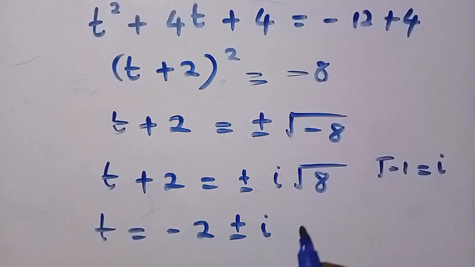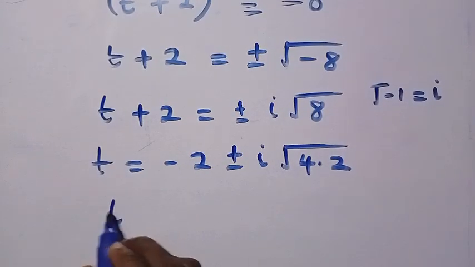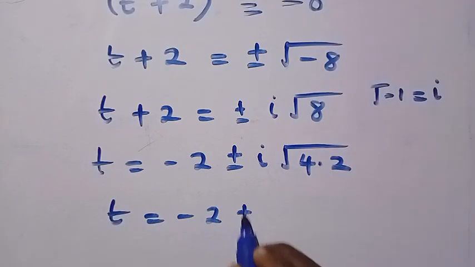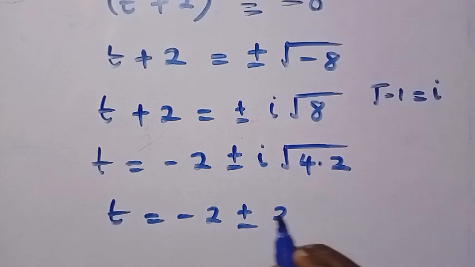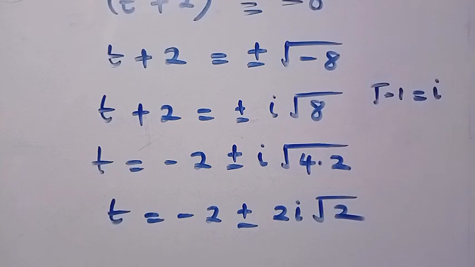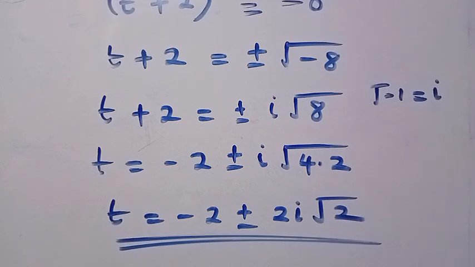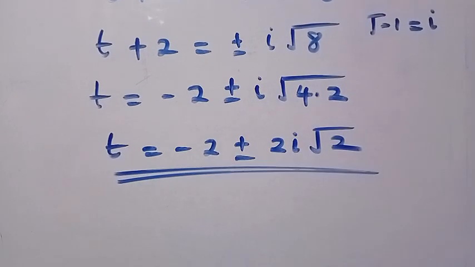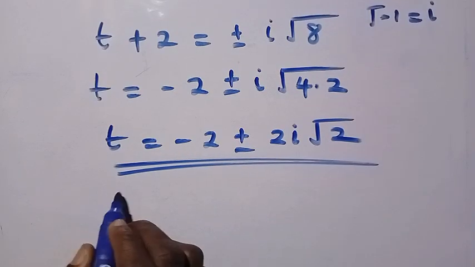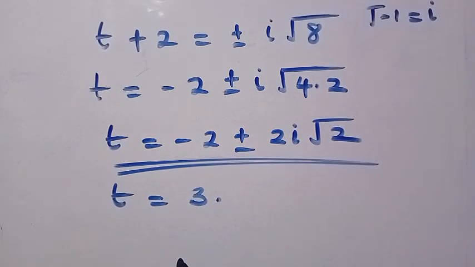Then the square root of 8 is the same thing as the square root of 4 multiplied by 2. When we separate this, we have t equals minus 2 plus or minus 2i root 2. So here we have t equals minus 2 plus or minus 2i root 2, which are the other 2 solutions that we have here. Again, we have t equals 3 as one of the solutions.